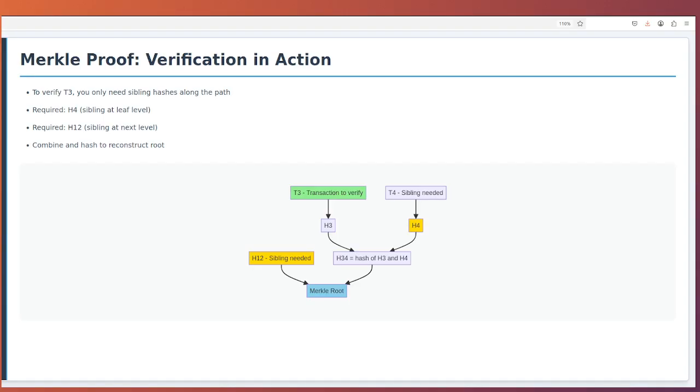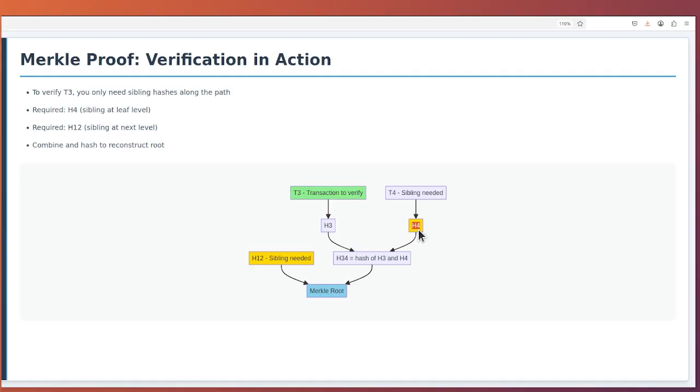You only need 3 pieces of information: the sibling hashes along your path to the root. Here's how it works. You already have H3, the hash of your transaction. You ask for H4, which is H3's sibling at the leaf level. You combine H3 and H4 and hash them to get H34.